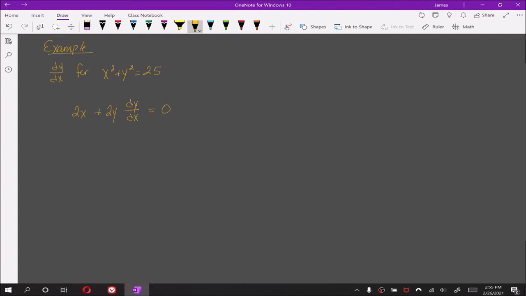At this point, now all we have to do is algebraically solve for dy/dx. So the first thing we do is subtract 2x from both sides. Then we would divide by that 2y, and we'd be left with negative x over y. That would be dy/dx.